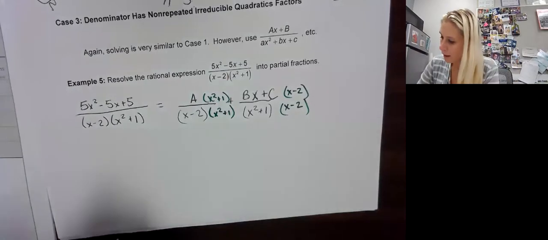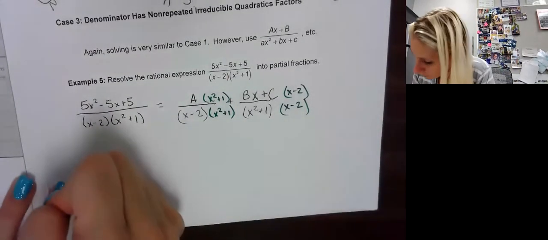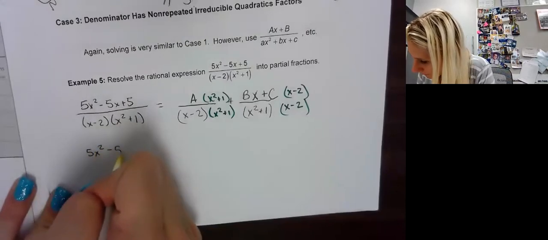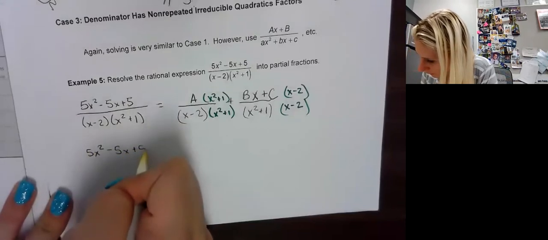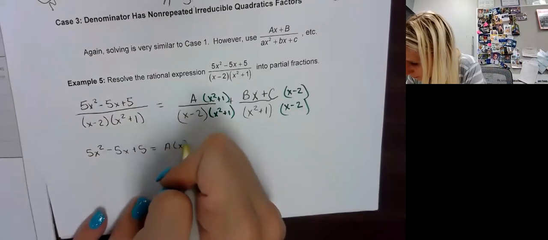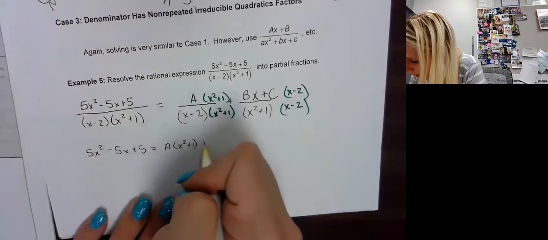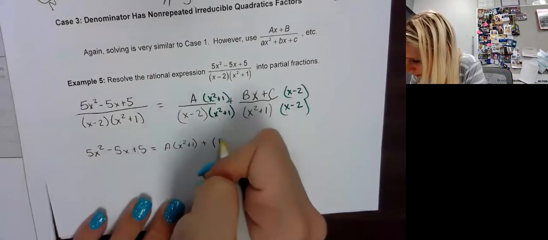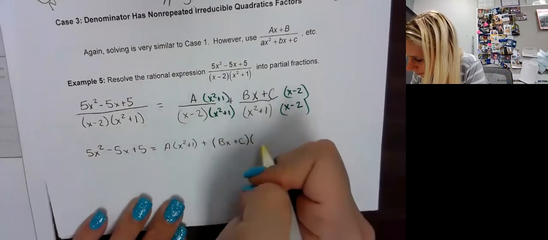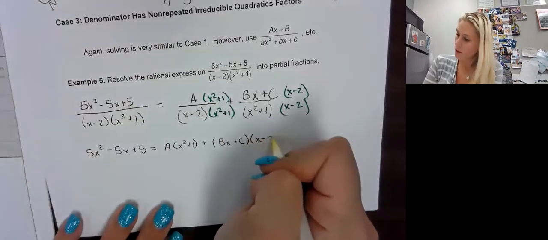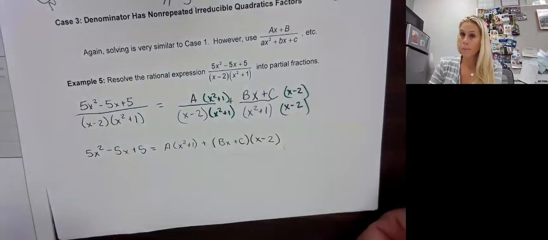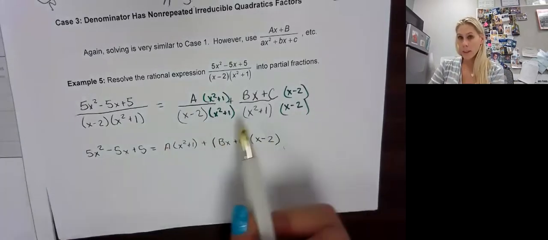All right. So common denominators, we can look at the numerators. So 5x squared minus 5x plus 5 equals a times x squared plus 1, plus, here's our tricky thing, bx plus c times x minus 2. So if you see right here, guys, whether you like to multiply by box or FOIL, that's going to be an extra step there.